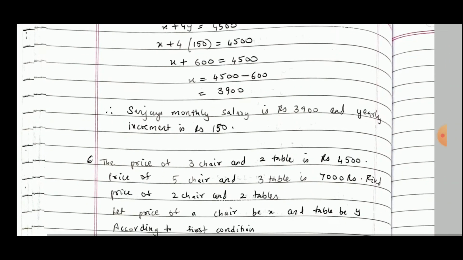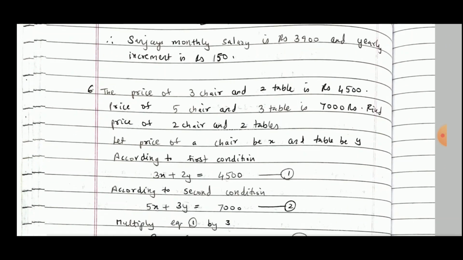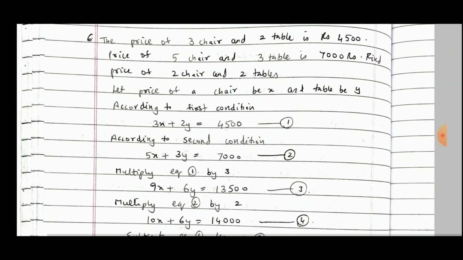Now the price of 3 chairs and 2 tables is 4,500. The price of 5 chairs and 3 tables is 7,000. Find the price of 2 chairs and 2 tables. So let the price of a chair be x and the table be y. According to the first condition, 3x plus 2y is equal to 4,500. According to the second condition, 5x plus 3y is equal to 7,000.